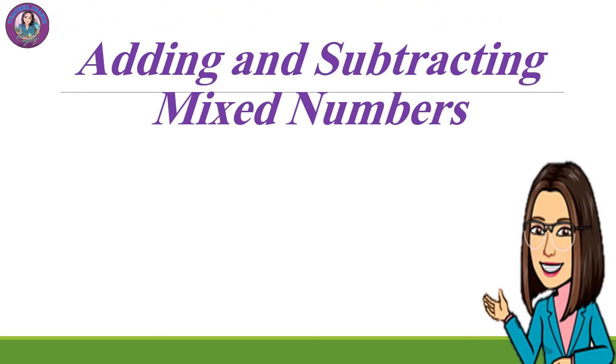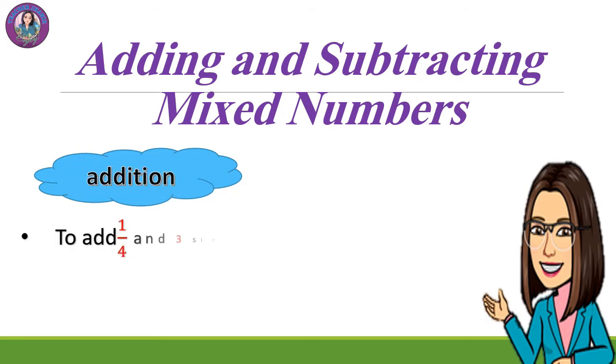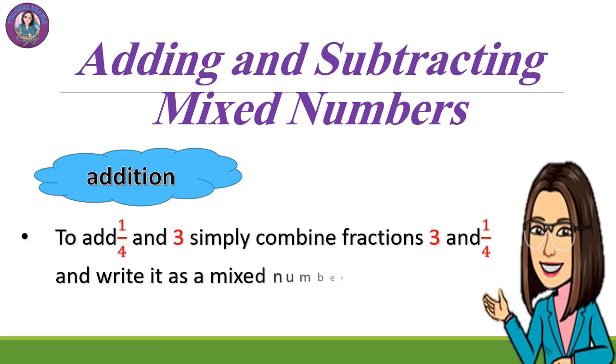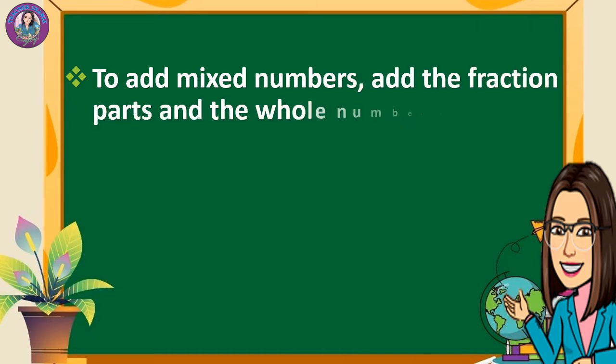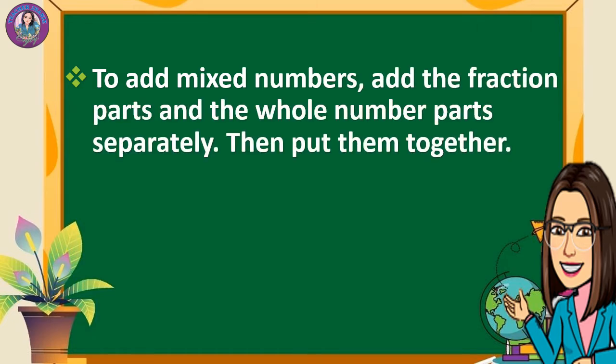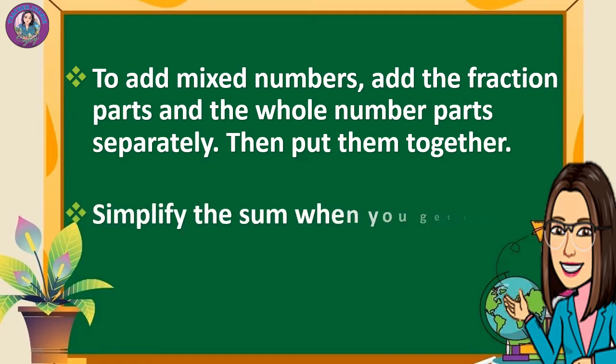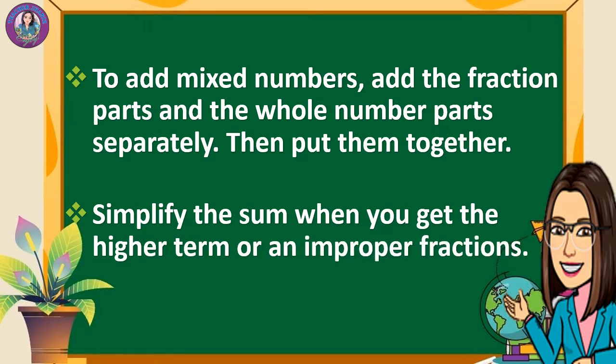Now, since we are talking about addition and subtraction of mixed numbers, let's focus first on addition. To add 1/4 and 3, simply combine the whole number 3 and the fraction 1/4 and write it as a mixed number, 3 and 1/4. To add mixed numbers, add the fraction parts and the whole number parts separately, then put them together. Simplify the sum when you get a higher term or an improper fraction.